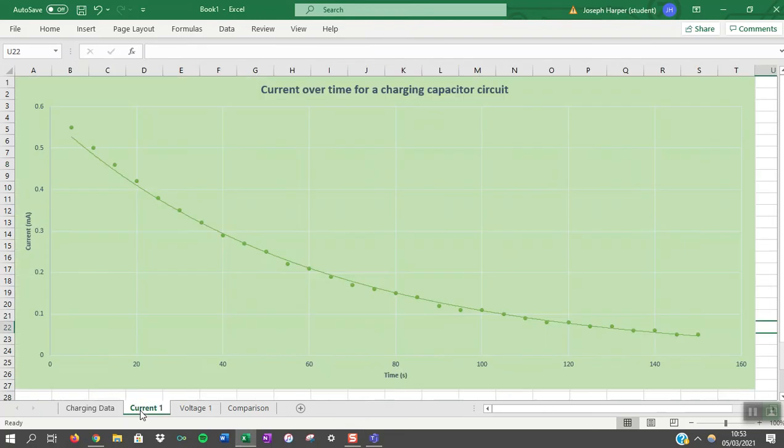Firstly, current. We can see that current decreases over time, but not in a linear fashion. It decreases at a larger rate earlier in the experiment and at a smaller rate later on in the experiment. This is shown by the curve of best fit.